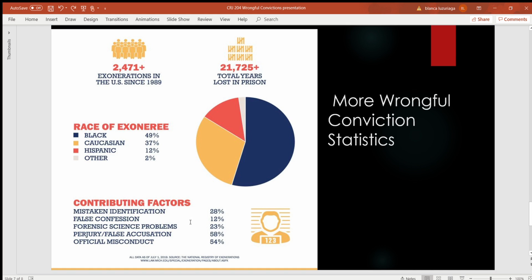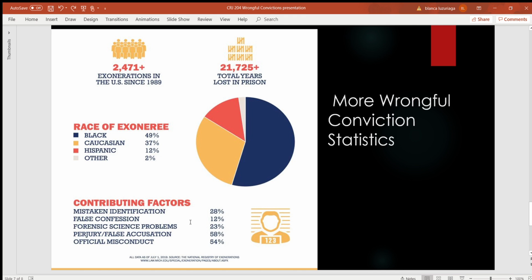And here are more statistics about wrongful convictions. Apparently since 1989, 2,471 prisoners have been exonerated in the United States. In total years, they lost about 21,725 years of their lives in prison. Well, that's a total number for all the people that got exonerated since 1989.